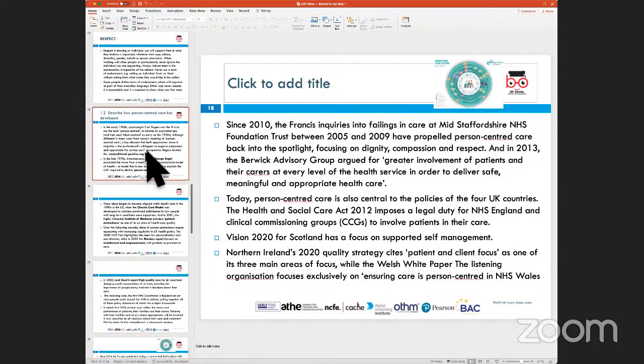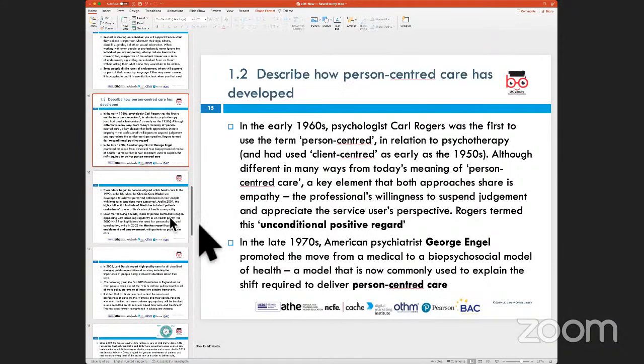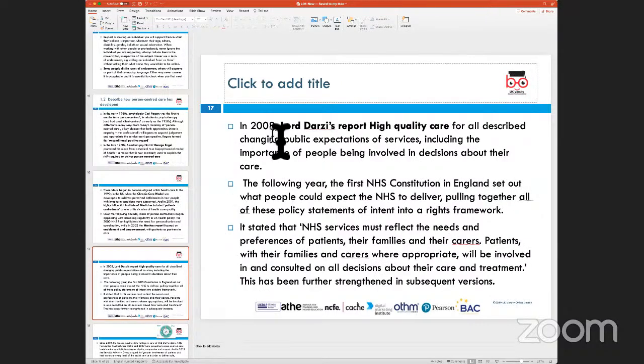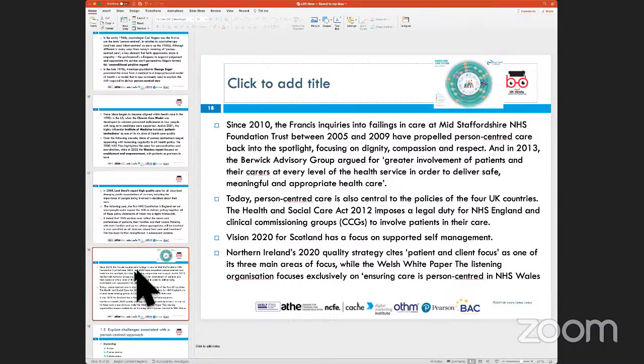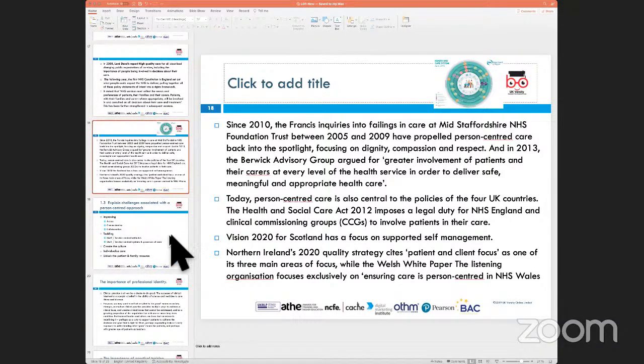So this is the history or timeline that we need to understand when we describe how this approach was developed. It started in the 1960s with Carl Rogers and George Engel. Then the Institute of Medicine adopted it, then the Van List report in the UK in the early 2000s, Lord Darzi's report, and then finally the Department of Health and the Health and Social Care Act in 2012, incorporating person-centered values as an integral part of how services are provided by the National Health Service, which leads to the creation of what is called the person-centered approach in the NHS.